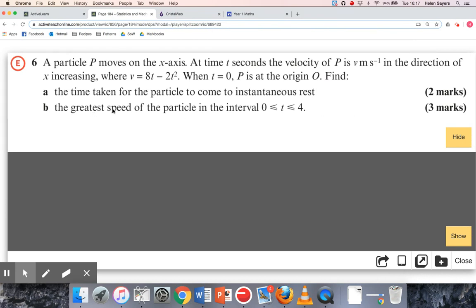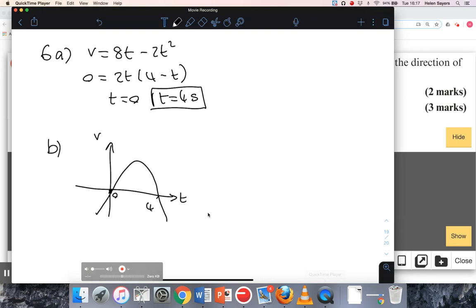Okay, then I want the greatest speed of the particle in that time interval. So let's just do a quick sketch. So it's a negative quadratic, and I've just shown that there's roots at 0 and 4. So that was a rough sketch of v against, I don't know if you could see my screen, right? So that's what a rough sketch of v against t would look like.